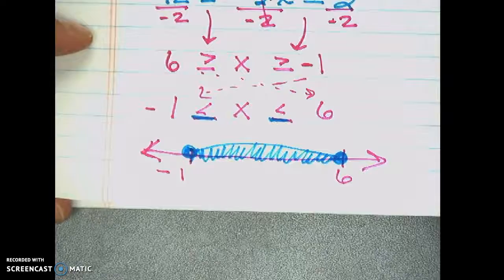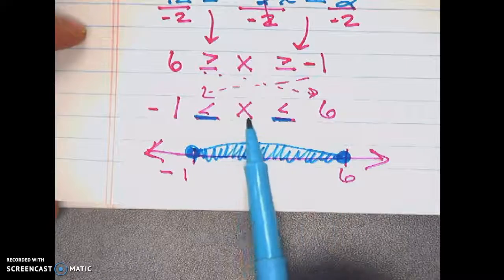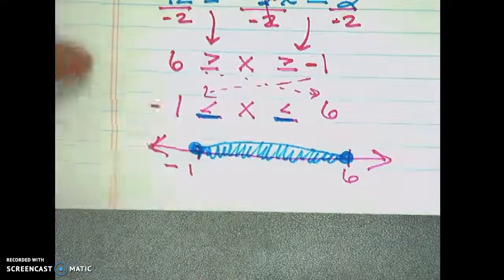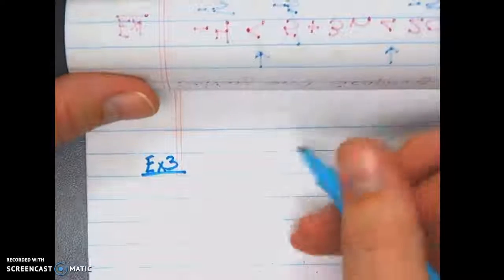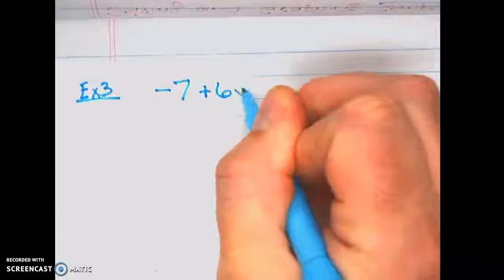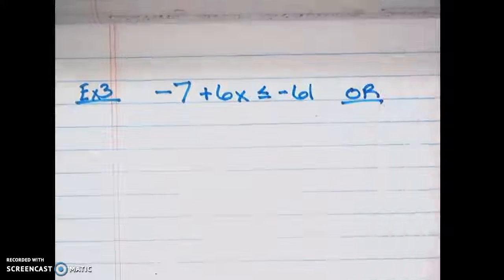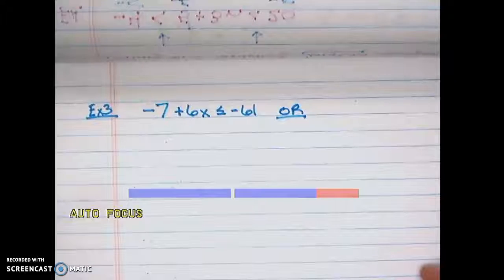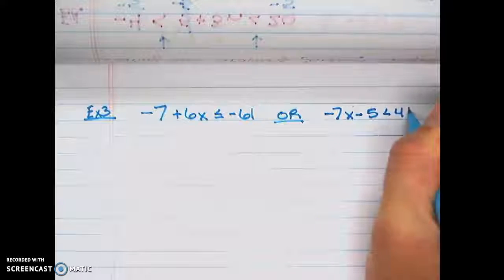So those are the ones, we call these the ands. X is less than 6 and it's bigger than -1. The only other one that we have is called the ors, and so we'll make this our last one. Alright, so last one, -7 plus 6x is less than or equal to -61. And then this is what makes this different, there's this word or in it. Or -7x minus 5 is less than 44.